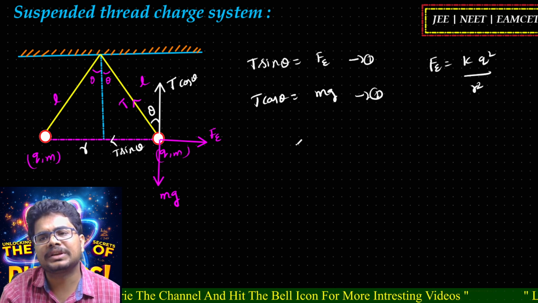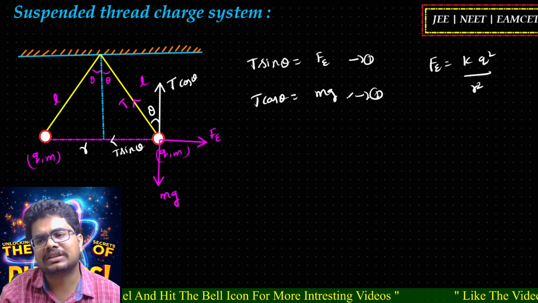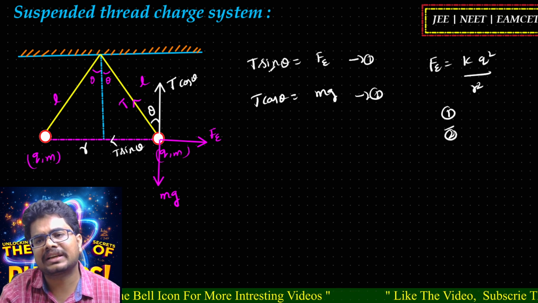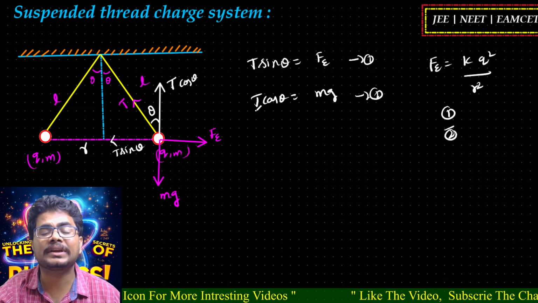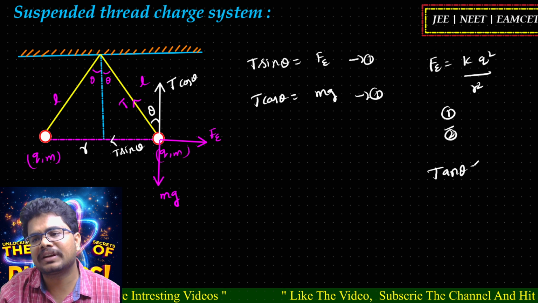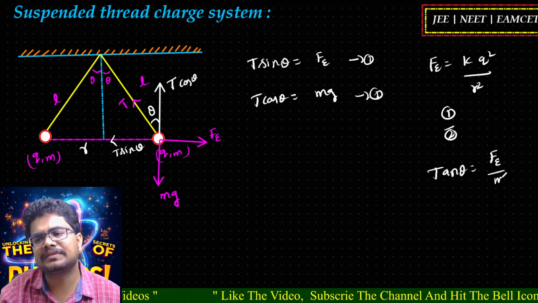Now you divide these both. T sin theta divided by T cos theta, that is 1 by 2. If you divide these both, T will get cancelled, leaving sin theta by cos theta. We know clearly that is tan theta. So tan theta equals Fe divided by Mg, which we can write here.